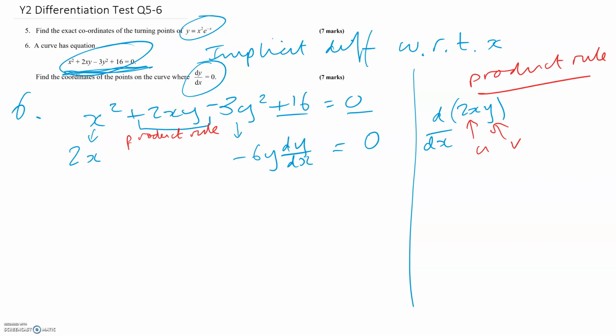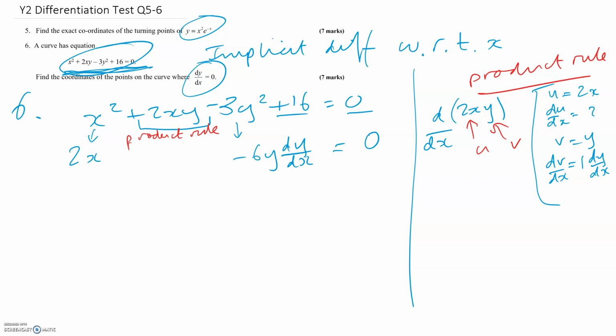equal v, and then when you differentiate, well, let's just write this out first. So u is 2x, so du by dx is 2, v is y. Now when you differentiate v, when you do dv by dx, you differentiate y with respect to y, you get a 1, but then you stick a dy by dx down.